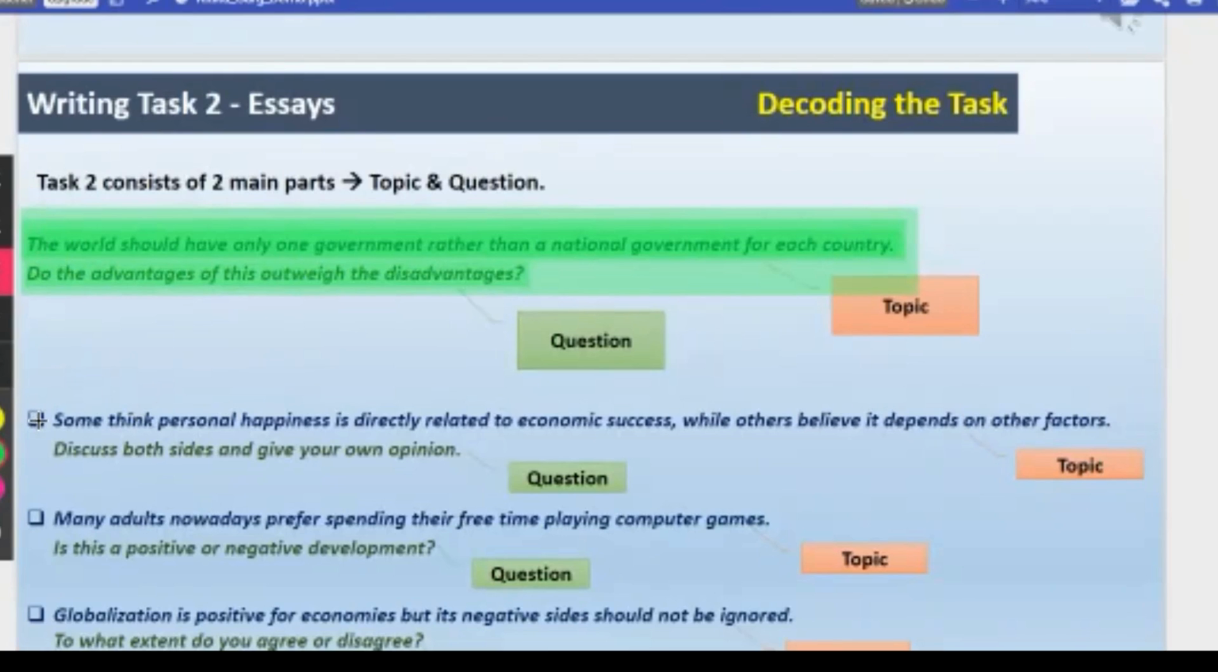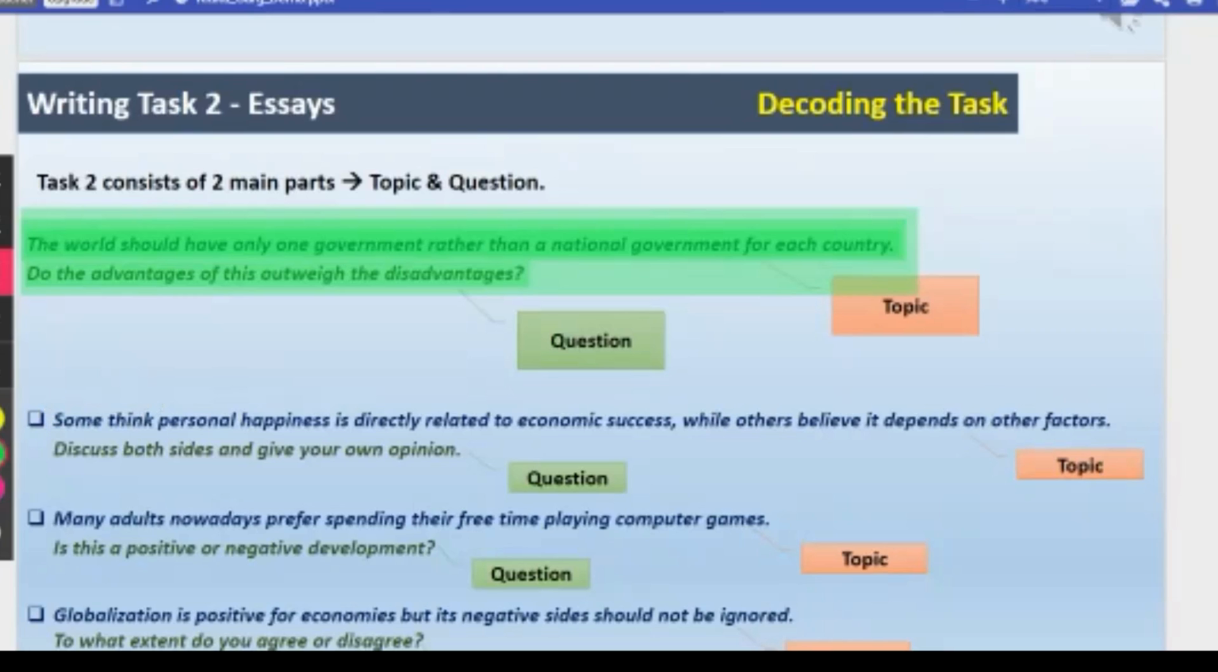If you notice, some think personal happiness is directly related to economic success, while others believe it depends on other factors. Now you will see here there are two categories of people. One category thinks that personal happiness is derived from economic success, like the richer you are, the happier you are, while others believe there are other factors also which impact your happiness. So in the topic given to us, there are two different opinions.